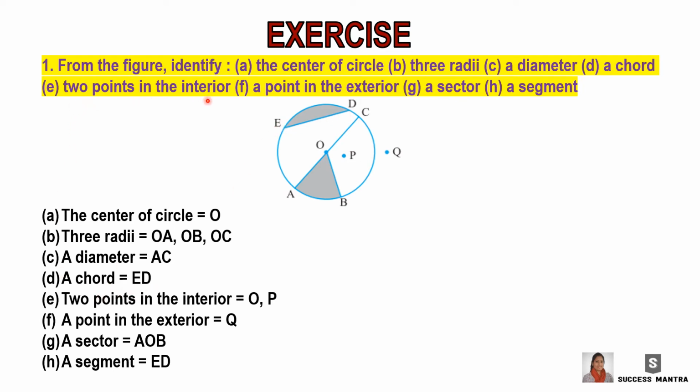Now 2 points in the interior of the circle. One is the center of the circle O and there is another point P. Now a point in the exterior. That is outside the circle, there is a point Q. Next is a sector. A sector is two line segments from the boundary of the circle to the center of the circle. That region is called a sector. So here the region is AOB. A segment. A segment is a region between an arc and the corresponding chord. So here the segment is ED.